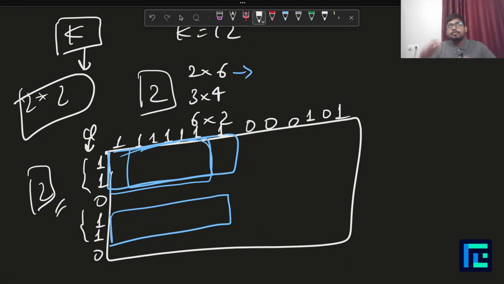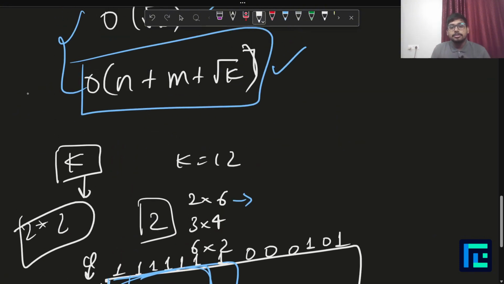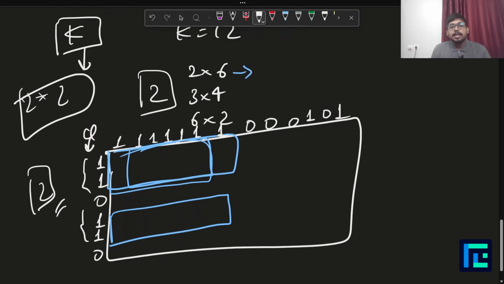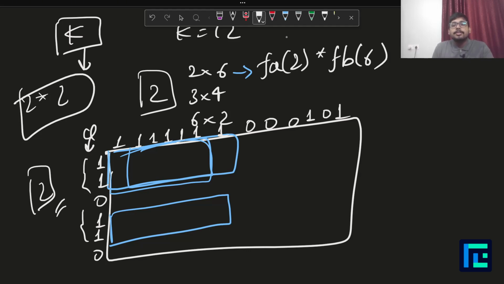Okay, so I hope this logic is clear to you. So basically we can say that the number of subrectangles with dimension 2 cross 6 is FA of 2 times FB of 6, where FA is a function which returns the number of instances where we have two consecutive ones in array A, and FB of 6 returns the number of such instances where we have 6 consecutive ones in array B.